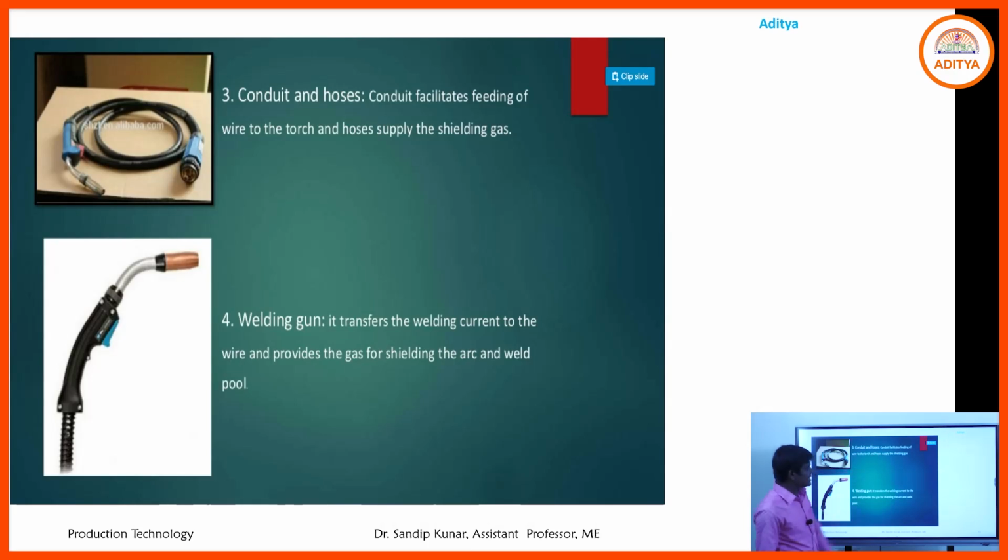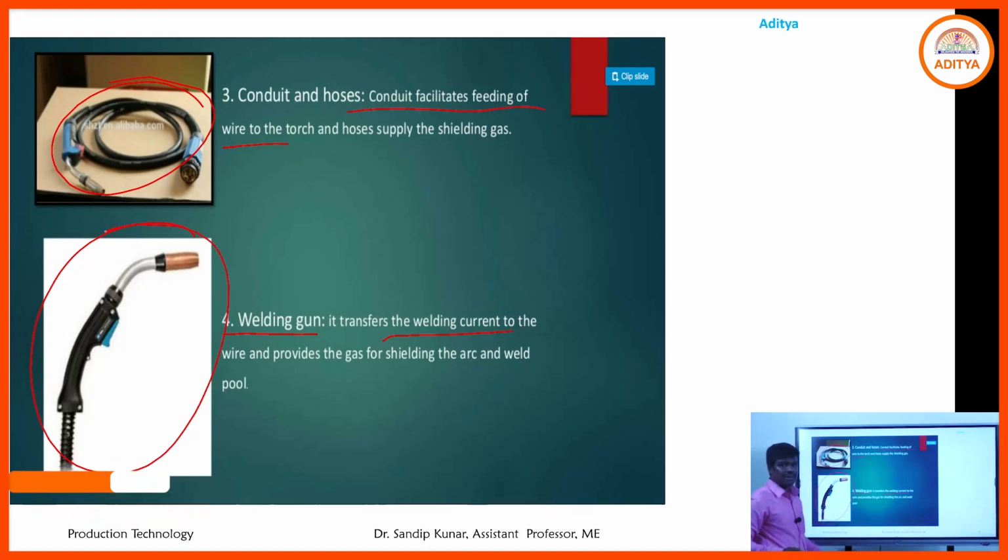Then conduit and hoses. The conduit facilitates feeding of the wire. The conduits help to feed the wires to the torch continuously and smoothly. Another is the welding gun. It transfers the welding current to the wire and provides the gas shielding during welding time. That welding gun helps supply current to the consumable electrode, and it also helps to supply the inert gas during welding time.